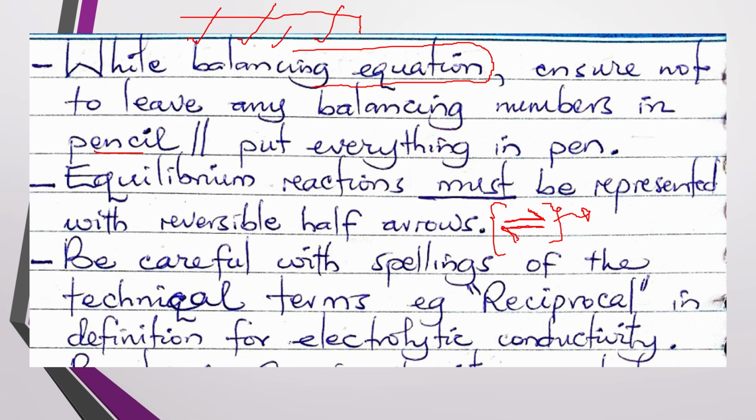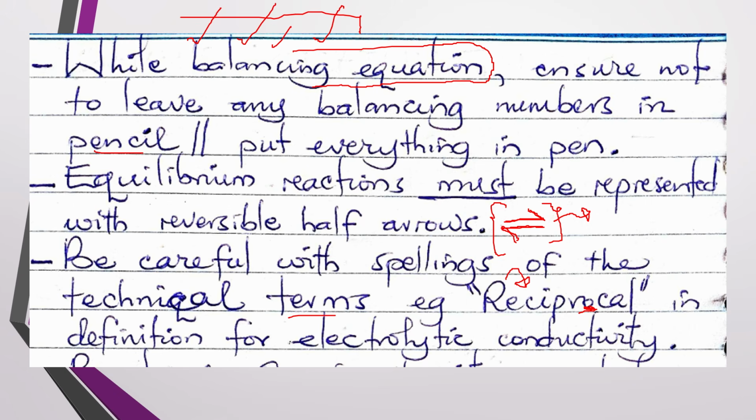Now, another thing is going to be about being careful with the spellings of the technical terms. Especially when it comes to electrochemistry, most students misspell this word, reciprocal of conductivity. The word reciprocal is R-E-C-I-P-R-O-C-A-L. It's not I here, it's O. So when you're defining terms in electrochemistry, you make sure that you are very, very observant with the spellings that you're presenting.